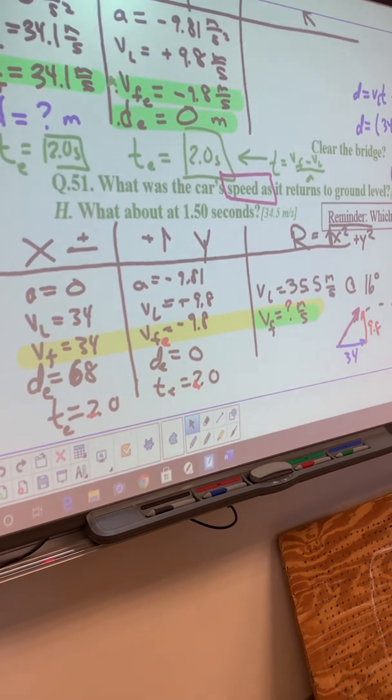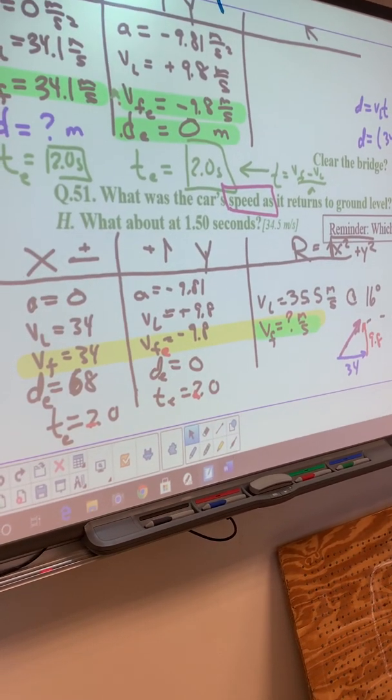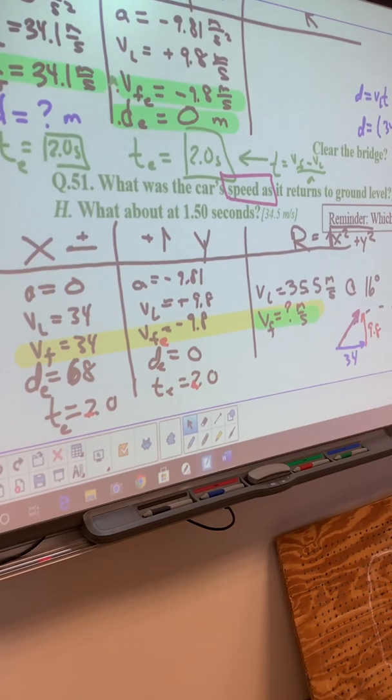Efficiency matters. I put these on the quiz tomorrow. You better boom, boom, boom, knock them out. And boom, there's 4 of them.